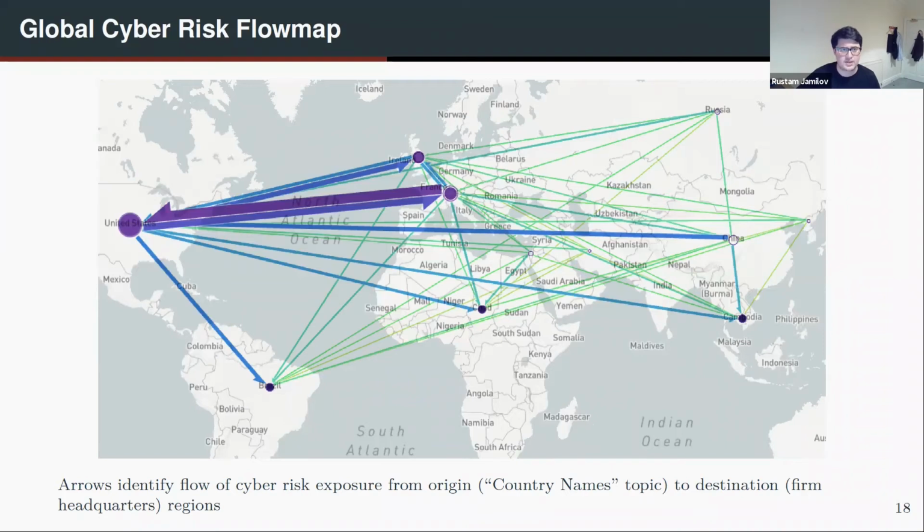So this is the global cyber risk flow map. We know where firms are headquartered, and we also have the country names topic. So we're able to draw this map where the origin of exposure is the country in the country names topic, and the destination is the headquarter of the firm. Our hope here is to say, who are the biggest sources of cyber risk for the United States, for the United Kingdom? Is this the usual suspects? Is it something different?